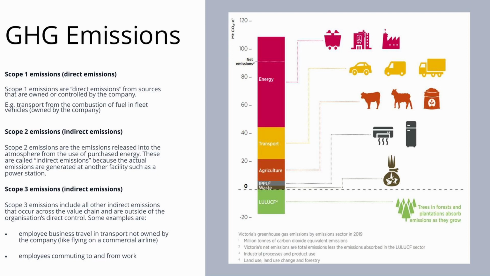Scope 3 emissions are also indirect emissions. Scope 3 emissions include all other indirect emissions that occur across the value chain or supply chain and are outside of the organisation's direct control. Some examples may be employees commuting to and from work, the energy used or emissions used for business travel and transport that is not owned by the company.